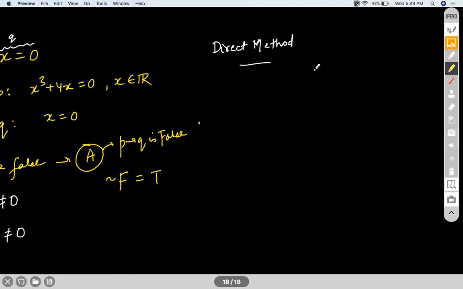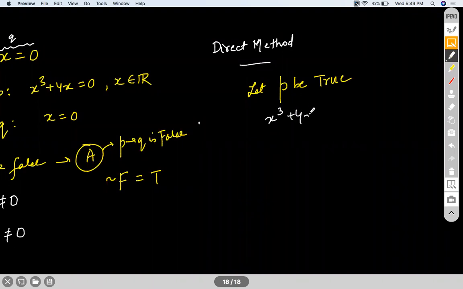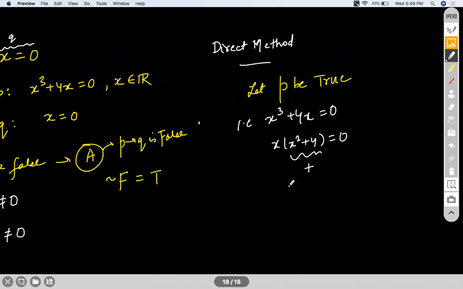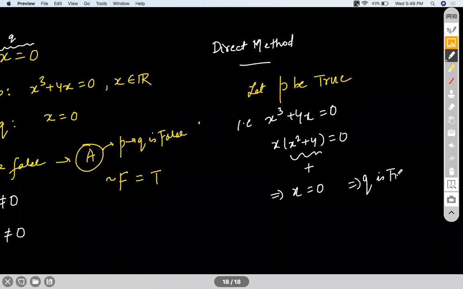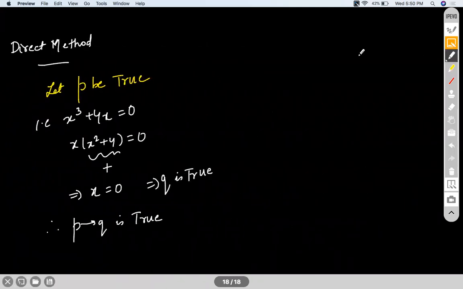In direct method, what do we say? Let P be true. That means let x cube plus 4x be equal to 0. Again, same thing. That means you're saying this is equal to 0. But since this is always positive, this always leads to x equal to 0. That means Q is true. So by assuming P is true, you have proved that Q is true. Therefore, if P then Q is also true. Done. Simplest.